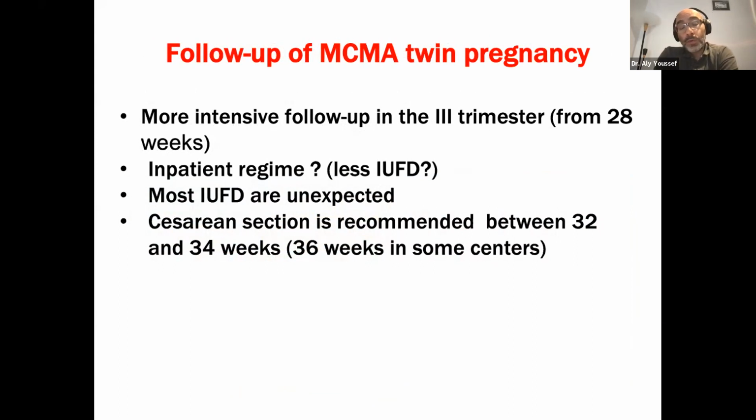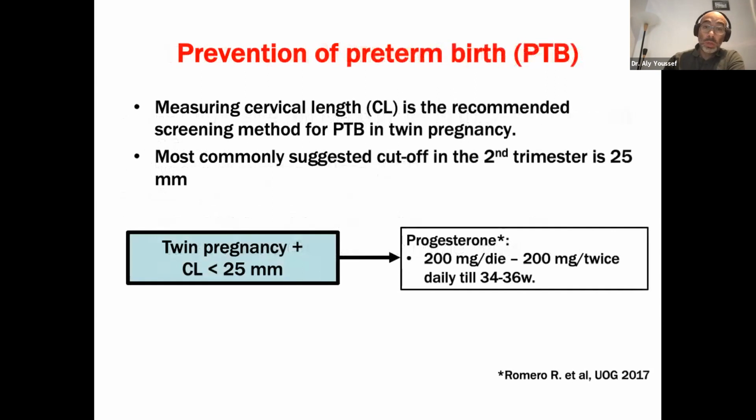And then the timing of delivery is by cesarean section, and is recommended between 32 and 34 weeks. Although some centers, especially in France, deliver women with monoamniotic twin pregnancies at 36 weeks, because it seems that the vast majority of complications happen between 32 to 33 weeks, and after 33 weeks it's very uncommon to have a complication of a monoamniotic twin.